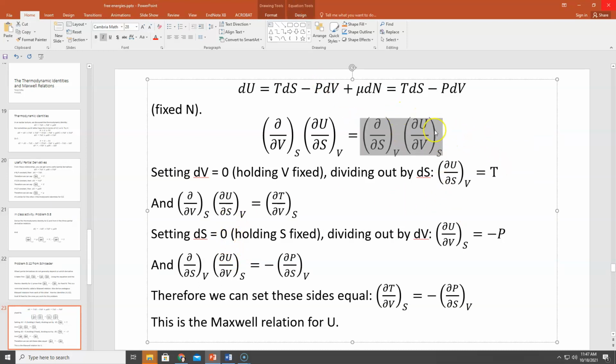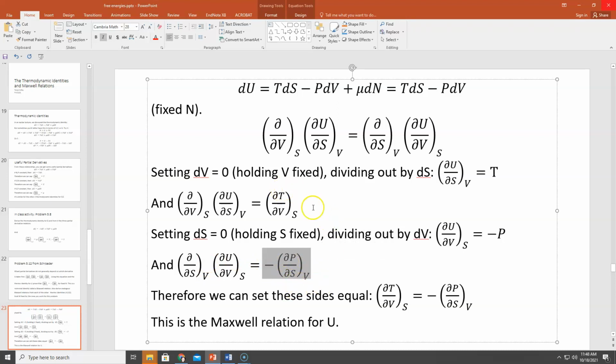So the first step is the partial of U with respect to V holding S constant. That means that if you hold S constant, dS goes to 0. We're holding S fixed, and that means we have dU equal to minus PdV, because remember, N is already fixed. Then if you divide both sides by dV, you have negative P. So the partial of U with respect to V holding S constant is equal to negative P. Now you plug that in, and you're doing the partial with respect to S holding V constant of negative P, and that gives you minus the partial of P with respect to S holding V constant.